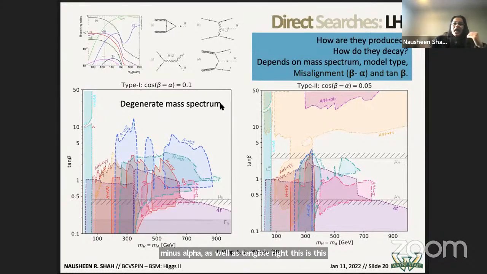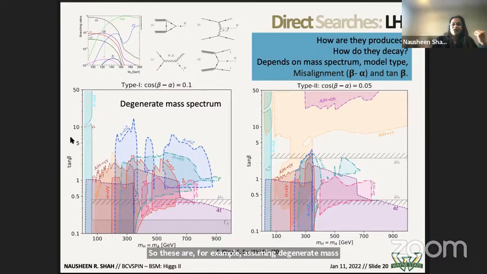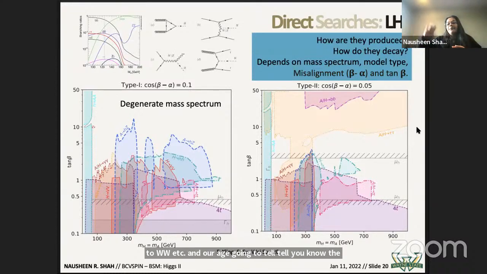So using that, these are, for example, assuming a degenerate mass spectrum in the mass versus tan β plane for these additional Higgses. If you assume a type 1 or a type 2 model, these are various searches at the LHC. So, A going to HZ, or H going to WW, etc., and H going to ττ. The regions which are colored means that those are excluded, right? So again, depending on what type of model you have, there are large regions which may or may not be explored already, that we've probed already, and the regions we're still allowed to live in.